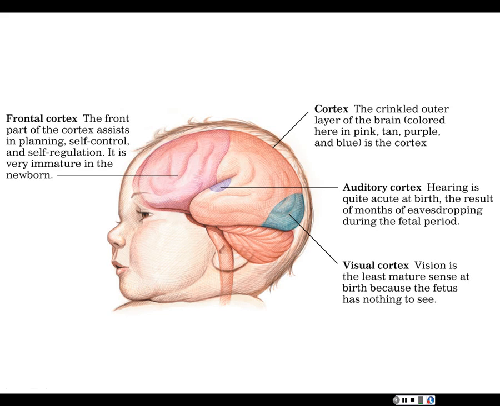And we even already have response in the visual cortex back here in the occipital lobe. Your frontal cortex is really immature in the newborn. I mean, they can't really control. So you've got your motor cortex on there. They can't really, with intention, control their movements. They certainly can't plan things out, and they don't have self-regulation or impulse control.